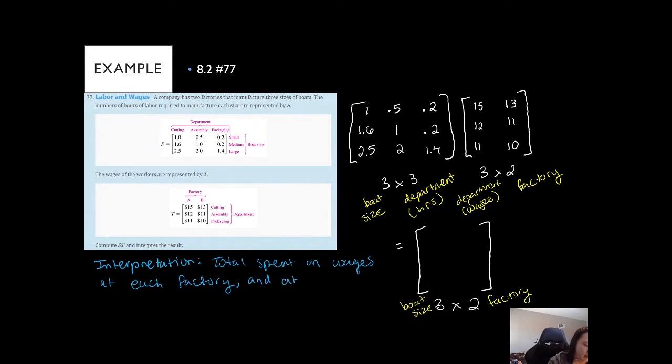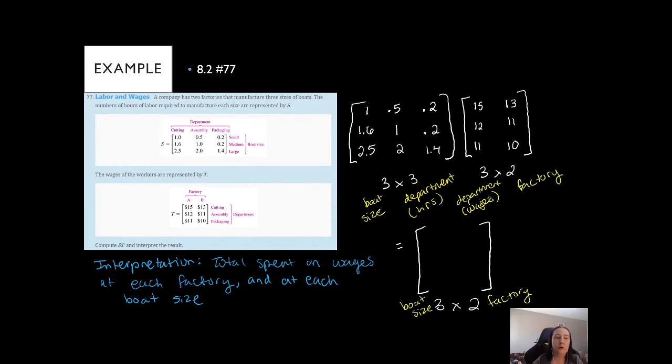So, and at each boat. Oh, it'd help if I spelled boat right. Boat size. So it's divided up by boat size. So we might want to say maybe total spent at each boat size on wages at each factory, or however you want to word it, but you want to make it clear that these are divided out by boat size and divided out by factory.